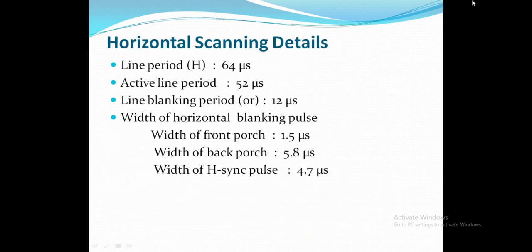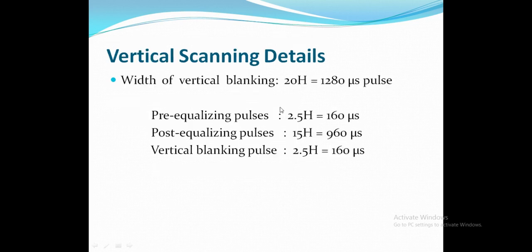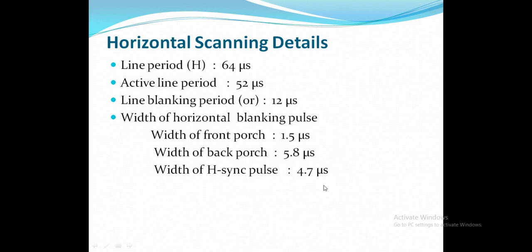Coming to horizontal scanning details, the line period is 64 microseconds. In that, active line period is 52 microseconds and the retracing period is 12 microseconds, and that is divided into these parts. Width of front porch is 1.5, back porch is 5.8, H sync pulse is 4.7.